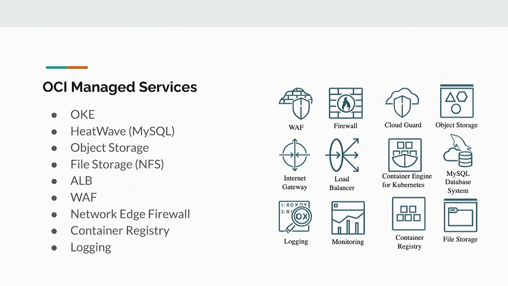And then ALB, automatic load balancers. Then WAF. WAF is a layer 7 firewall to protect from malicious activities and suspicious websites or traffic. And then network edge firewall. It's a layer 3 firewall, for better security, inbound and outbound. And then we use container registry. It's just like ECR or Docker registry. So this is for registry management.